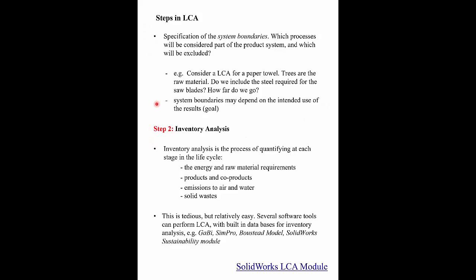And after you've done all this, you've decided why you're doing it, what you're doing, how far you're going to go out on those tendrils, then you look at the inventory analysis. That's the inputs and outputs. That's the raw materials, the energy, the products, co-products, the outputs to the air, the solid waste. Those are the inputs and outputs. That's super tedious. But nowadays, over the last couple of decades, there's been a number of software products available to do this.